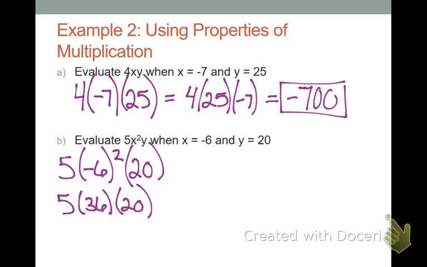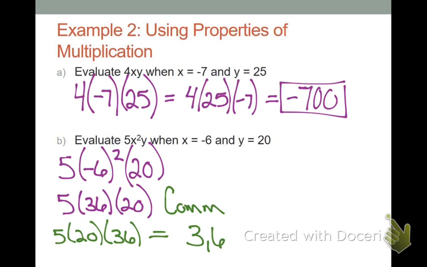Well, now we need to evaluate which numbers I could multiply together to make it easier to solve. Very good. So I'm going to apply the commutative property. On your homework where it says justify your steps, that's where you say commutative property and you make the change. 5 times 20 is what? 100. And look, guys, look up here on the board. 100 times 36, you multiply 36 times 1 and you bring over your 2 zeros. 3,600. Do you see where you went wrong?